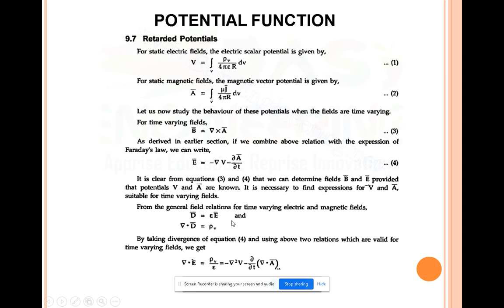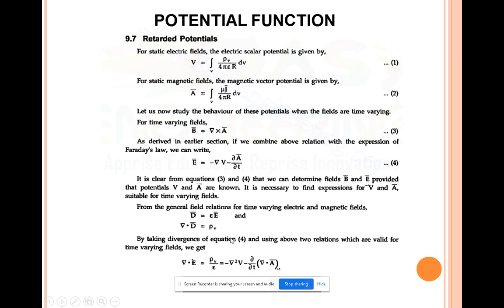We know the general equations for the electric field under the time varying condition: D vector equal to epsilon E vector. What is D vector? It is nothing but the electric flux density, equal to epsilon times E vector, the electric field intensity. And then del dot D vector equal to rho v. These two are general equations for the time varying electric field.